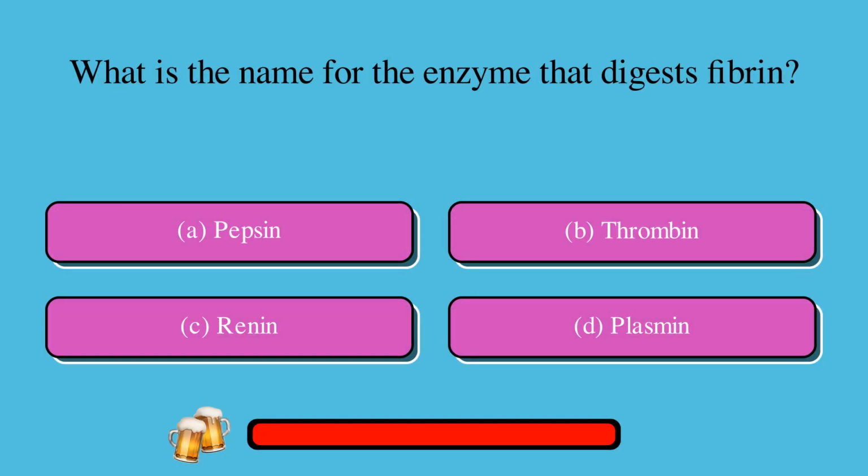What is the name for the enzyme that digests fibrin? A. Pepsin, B. Thrombin, C. Renin, or D. Plasmin? The correct answer is D. Plasmin.